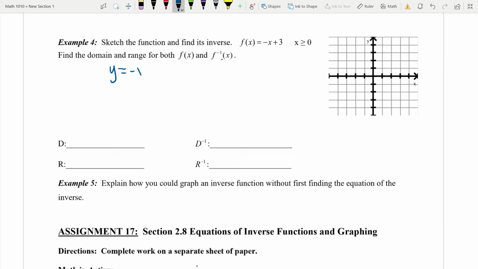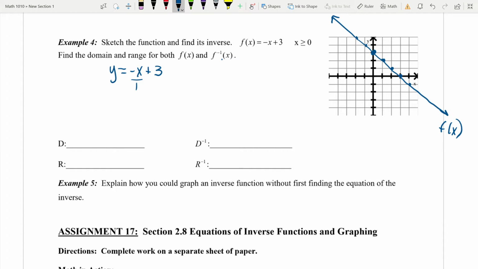So the original graph is y equals -x plus 3. Let's graph it. Up 3, make a dot. The slope is -1 over 1. Down 1, right 1, down 1, right 1, up 1, left 1, up 1, left 1. Connect your dots. Okay, make sure you label it. So call that f of x.